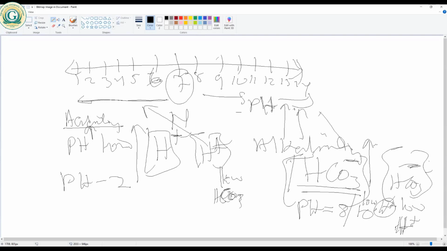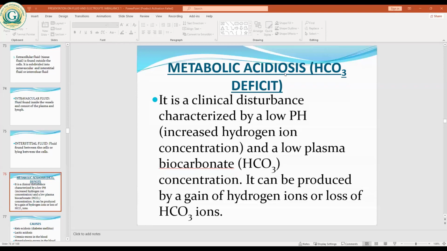Yes, sir. Very good. Now, let us move into the discussion point. So we are saying that in metabolic acidosis, we are in acidic medium, right? And therefore we should have a bicarbonate deficit. Because we are in acidic medium, there's no way bicarbonate can be high. It should be a deficit. I hope it is clear now.